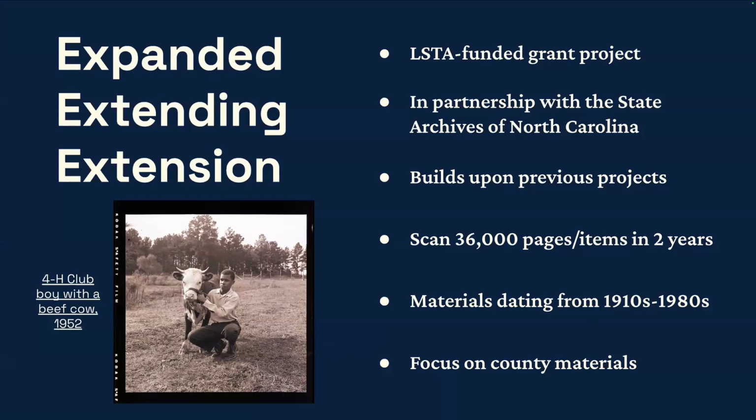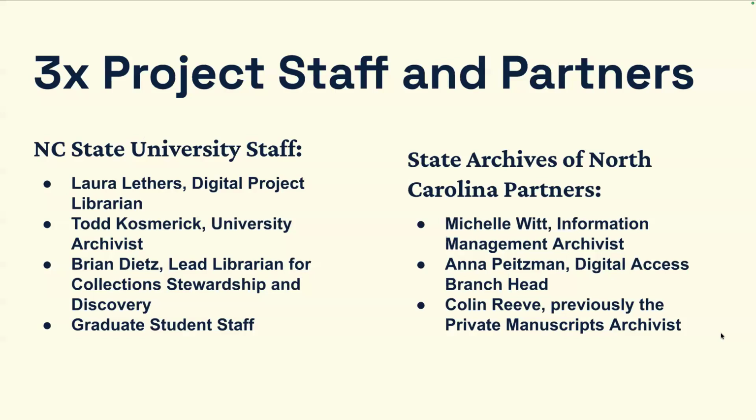Our materials chronologically date from around the 1910s to the 1980s. And 3X has a specific focus on materials that originate from the county offices and through county extension work rather than just at the state level. The goal of the project was to get a more grassroots view of extension in rural North Carolina. And then the photo on the slide, we have a 4-H club boy with a beef cow in 1952. That is another black and white negative.